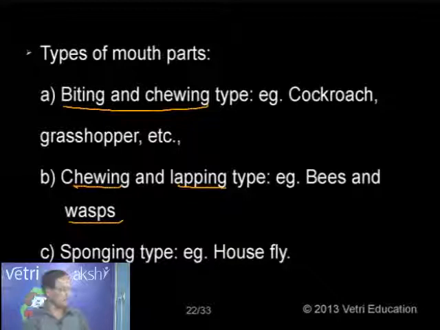A peculiar mechanism is seen in the case of housefly. They have a spongy type of mouthparts. There is a structure that the animal uses to absorb food just like a sponge, and then it feeds on that liquid food. Housefly feeds mainly on liquid food by using what is called the sponging type of mouthparts.